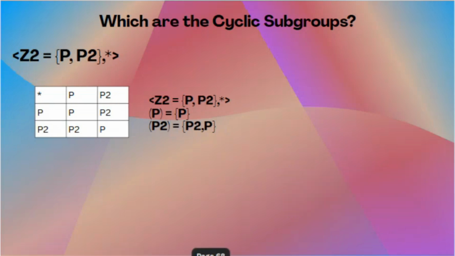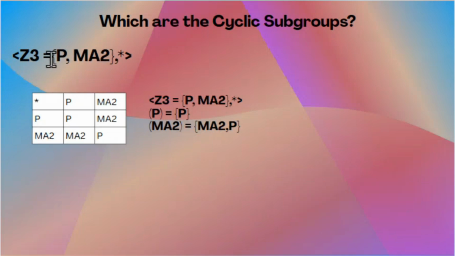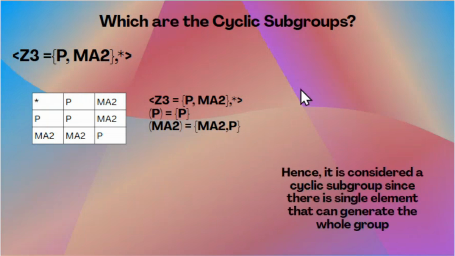Next one, for Z sub 2, we have P and P2 under binary operation star. So P star P is P, and then P2 star P is P2, and then P2 star P2 is equal to P. So therefore, it's considered a cyclic subgroup since there is a single element that can generate the whole group. So next one, for our Z sub 3, we have P and MA2 under binary operation star. So P star P is P and MA2 star P is MA2, then MA2 star MA2 is P. So therefore, it's considered a cyclic subgroup because we have a generator MA2.